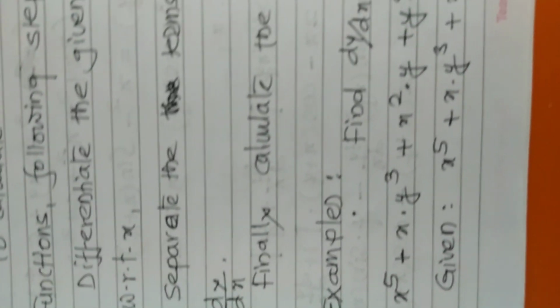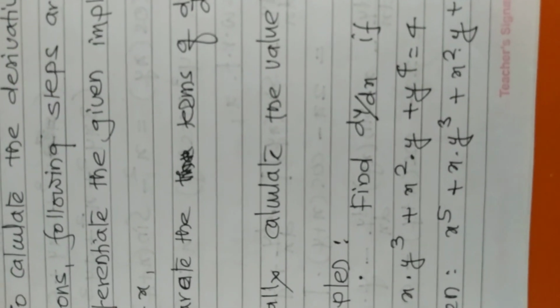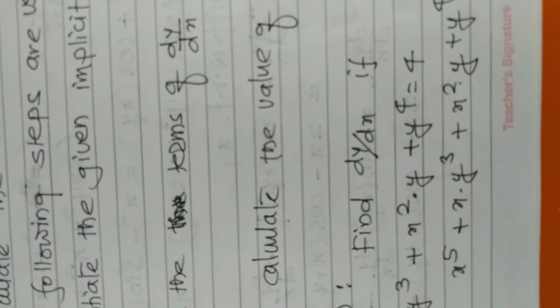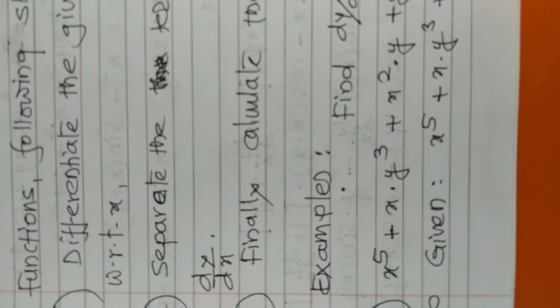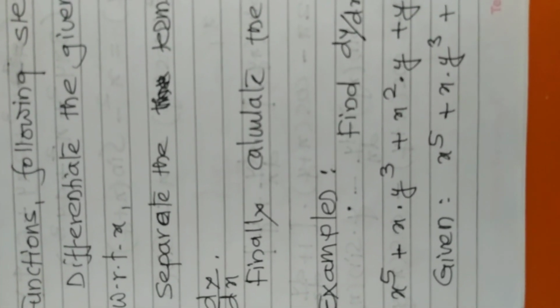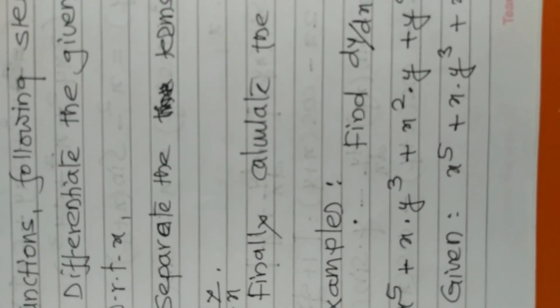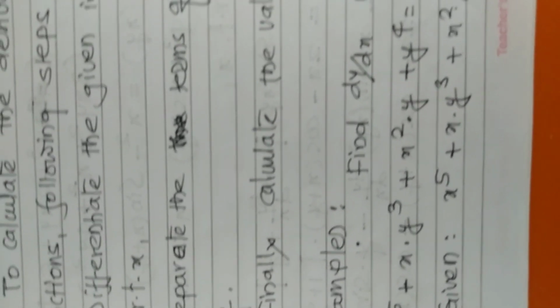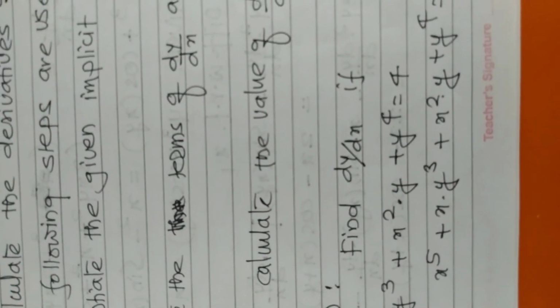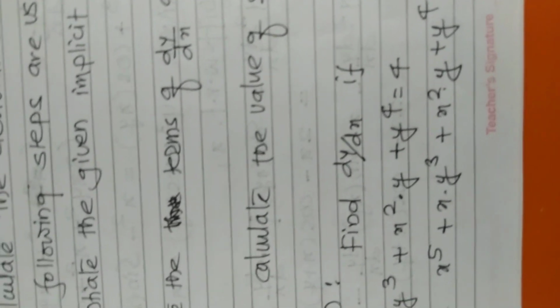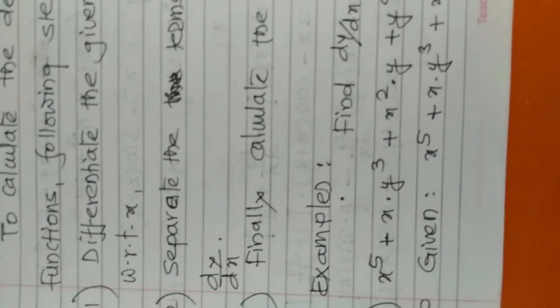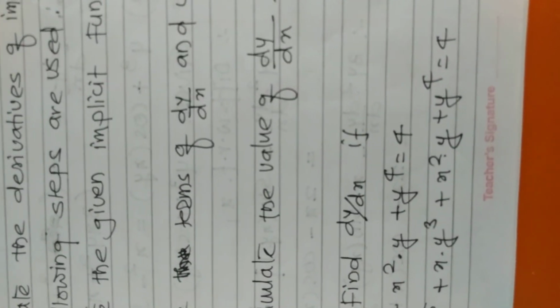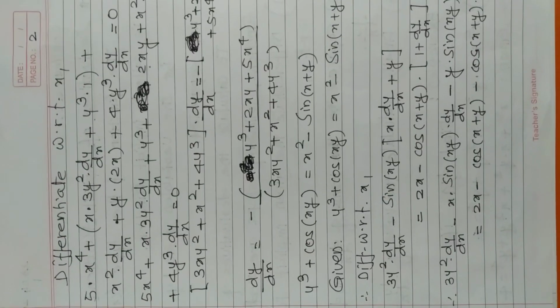For example, we have to find dy by dx if the implicit function is x raised to 5 plus x into y raised to 3 plus x square into y plus y raised to 4 equals 4. We differentiate this implicit function first of all with respect to x.